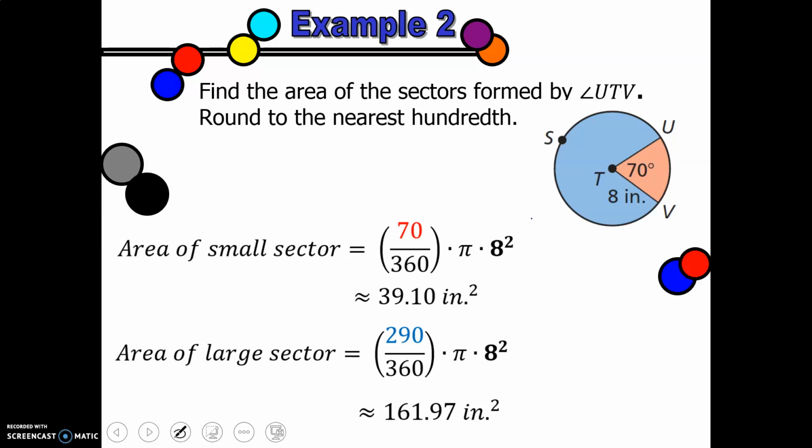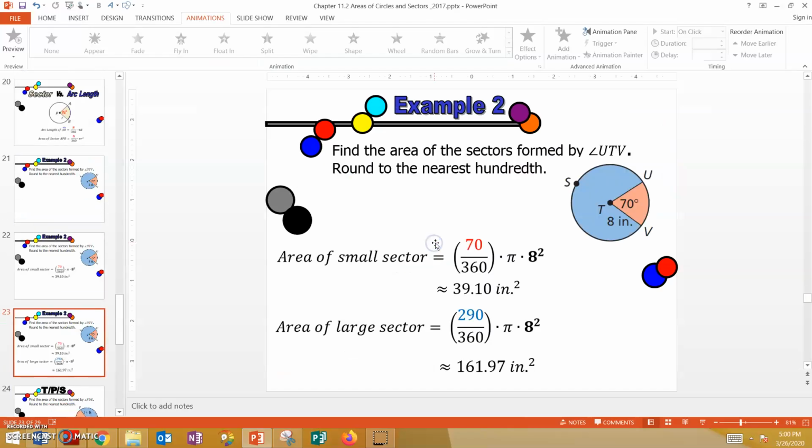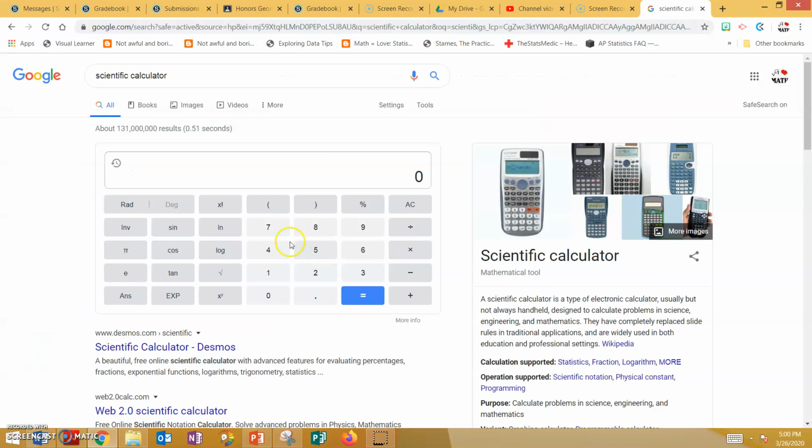Now you have a large sector in there, and I know a slice of pizza would never look like that, but that arc is 290 degrees. Because remember, there's 360 degrees worth of arcs on your circle. So if this is 70, then that other weirdly sliced pizza would be 290. So you type in 290 over 360 times pi r squared, and you will get 161.97 square inches.